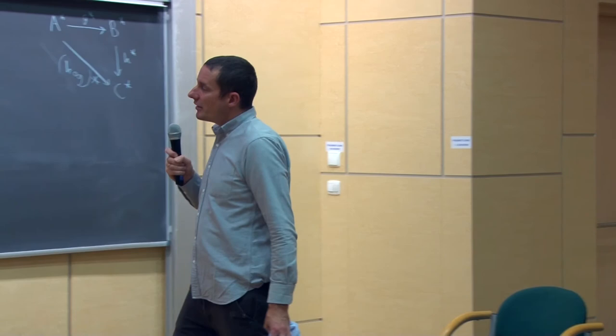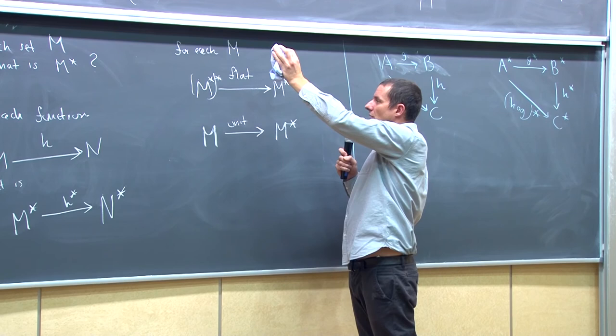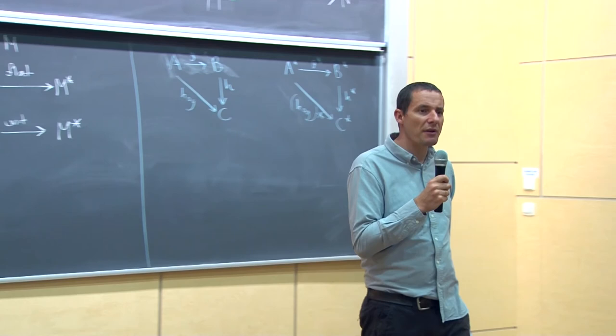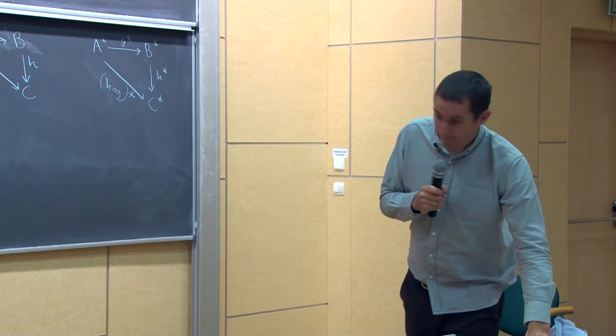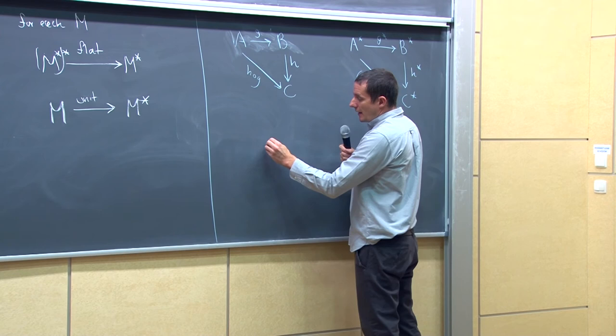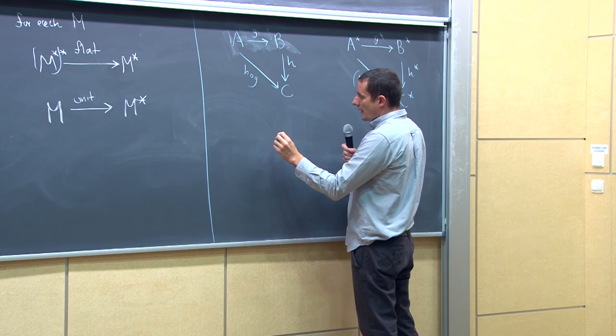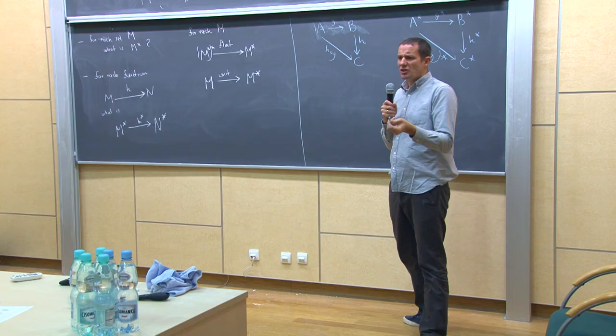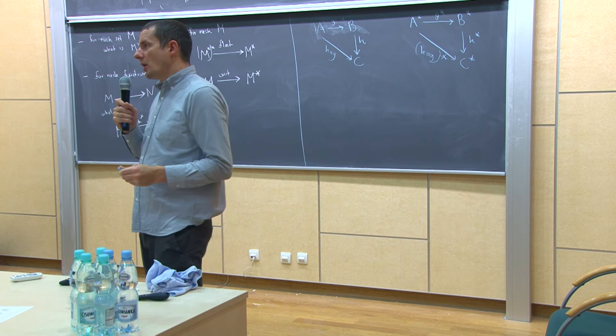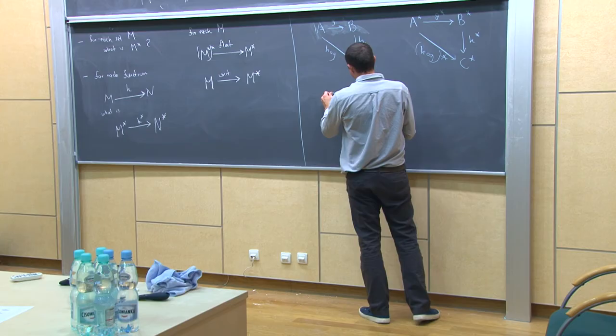Then there should be some natural... I don't know if I said the right thing. There should be some other axioms. I will just write a random subset of them, okay? Another one that you might want to have is something like this. Unit and flat should somehow be consistent with each other. So one way to view it would be something like this.